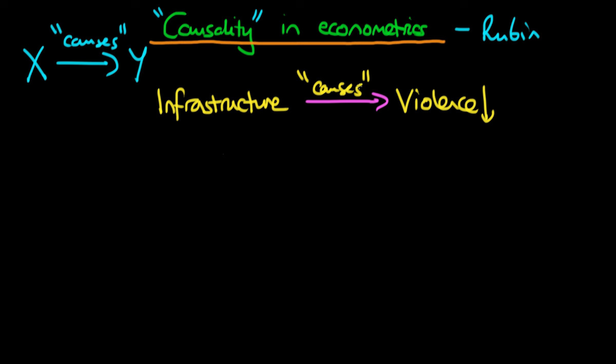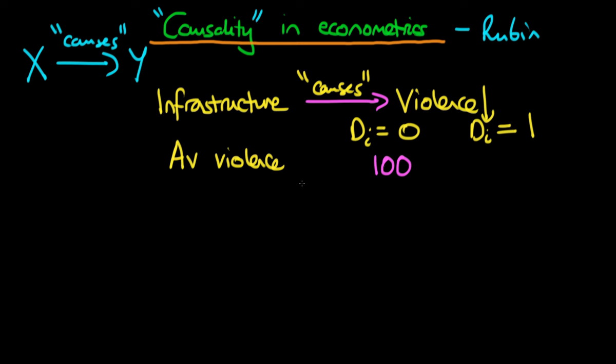You might naively think, well, let's just compare the average level of violence in those states which didn't receive infrastructure spending. I'm going to say D captures that, and D_i is equal to zero for those states which didn't receive infrastructure spending. We're going to contrast that with those states which did receive infrastructure spending, so D_i is equal to one. And we might find these results: at some index, the average level of violence for those states which didn't receive infrastructure spending was 100, whereas for those that did, it was 150.